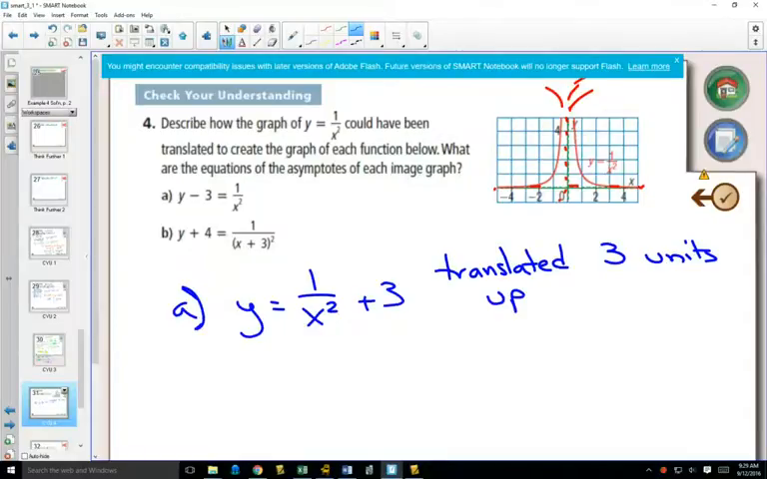There's 2 asymptotes on our original equation. One here at x equals 0, one here at y equals 0. How are they going to get changed? Are they both going to get changed? Are they both going to stay the same? Is only one going to get changed? What would the equations be if you moved it up 3?